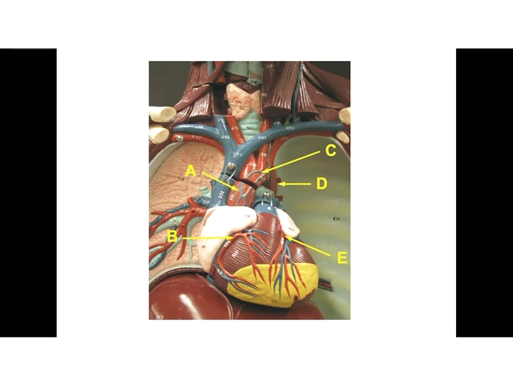Remember that this is the pulmonary trunk, right? These are the atria, okay? And these are the ventricles. So this would be the right ventricle over here, and this would be the left ventricle over there, okay?